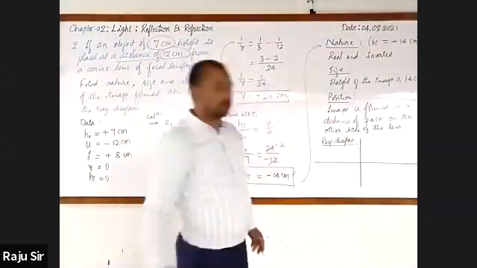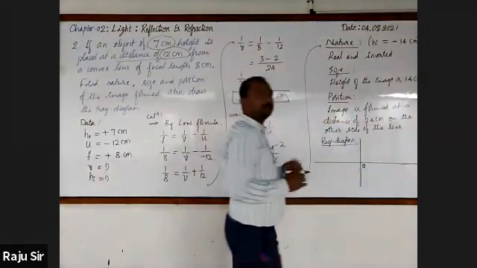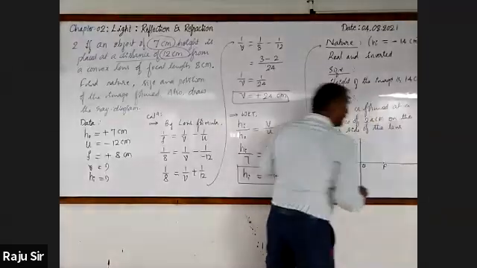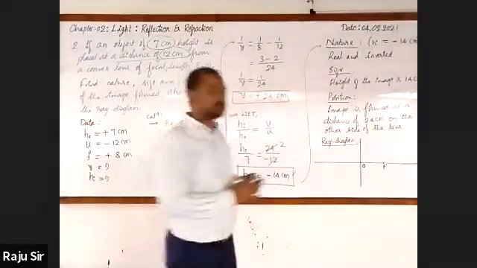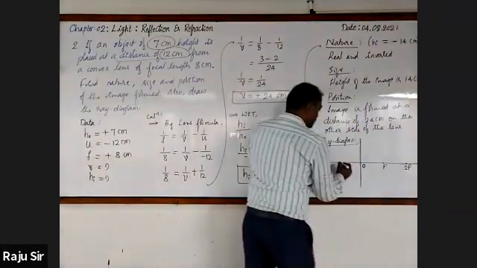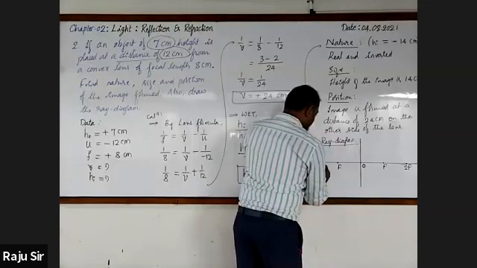At the midpoint, name this point. This is O, the optical center. The first point from O is the principal focus. The next point is the second principal focus. Here on the left side, first principal focus, then second principal focus.